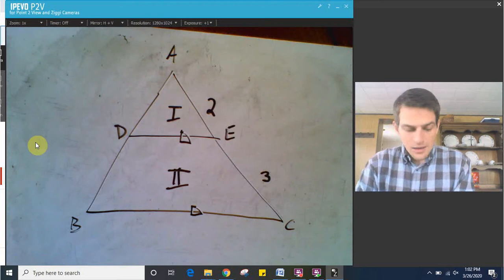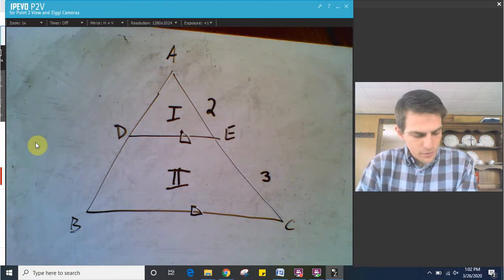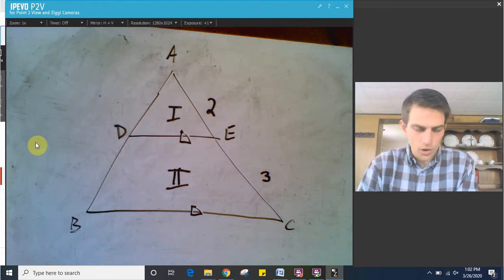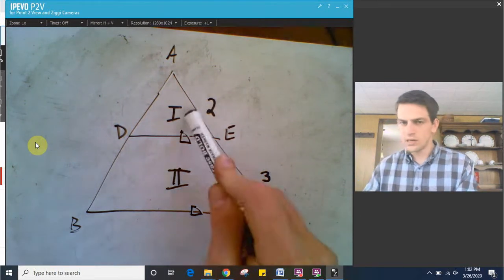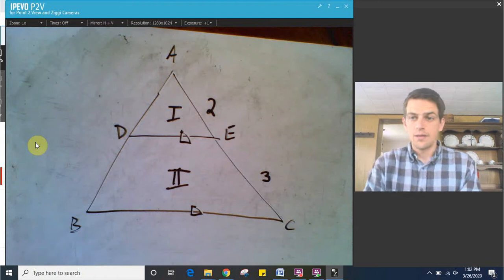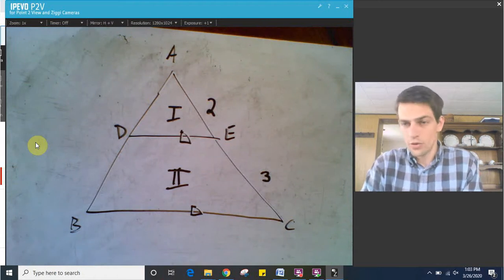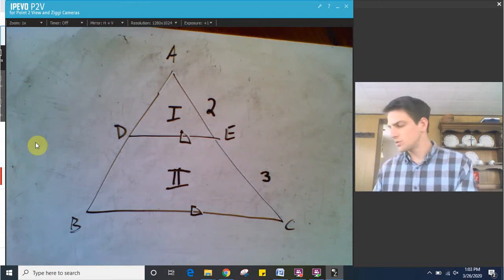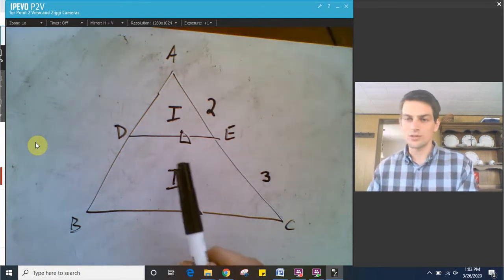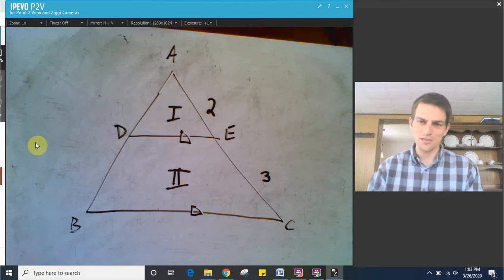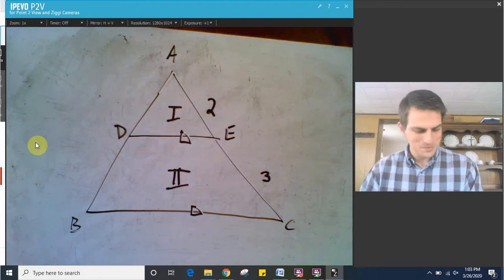Okay, so the first part of number 13 asks if regions 1 and 2 are similar. So is region 1 similar to region 2? The answer to that is no. The reason is region 2 is a quadrilateral, region 1 is a triangle, therefore it's impossible for them to be similar. They have to be the exact same shape.